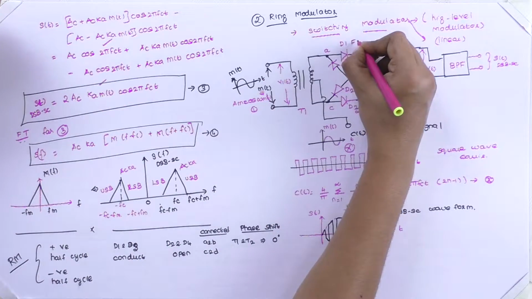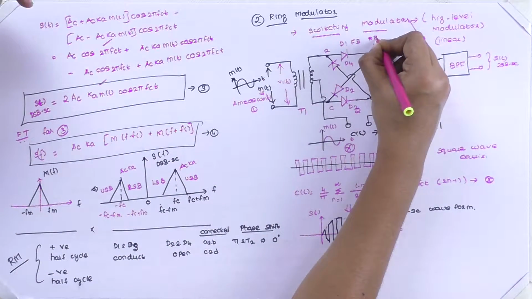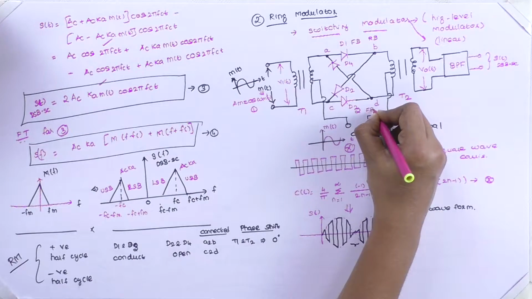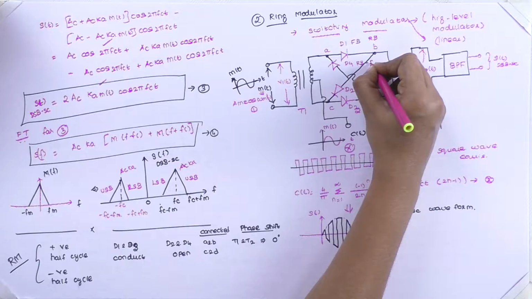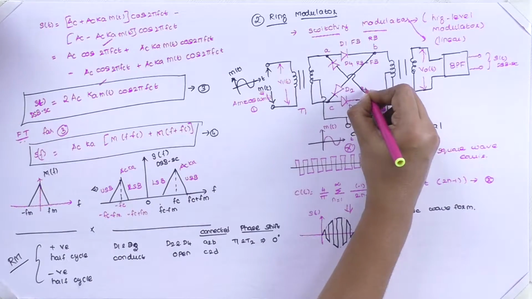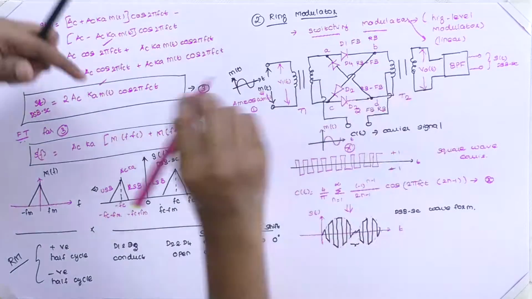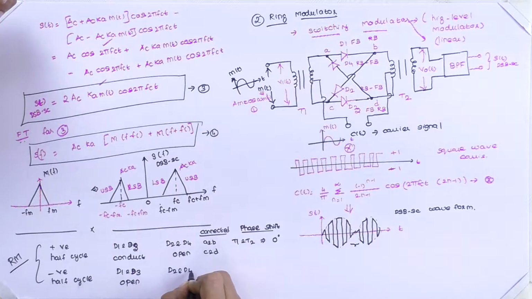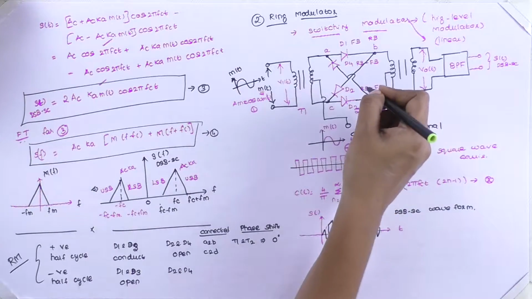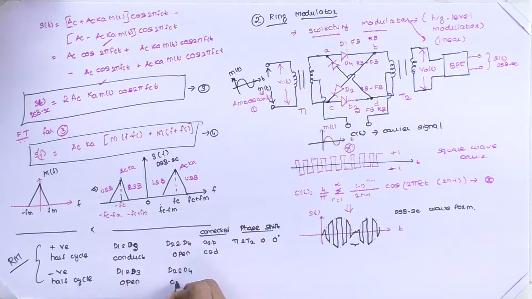Initially, it was in forward bias stage. Now, it moves to reverse bias stage. Here also forward bias and then reverse bias. Here reverse bias and then forward bias. Here reverse bias condition and then forward bias condition. Therefore, now our D1 and D3 will go to open condition and D2 and D4, the diodes lying inside the circuit, will start conducting.